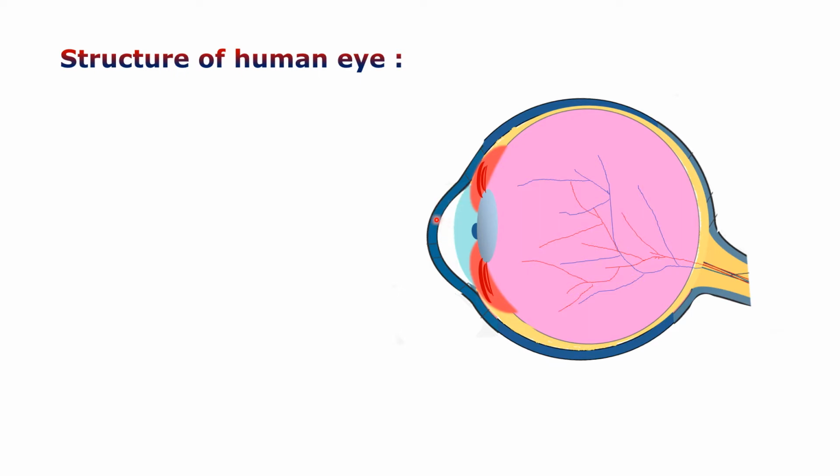This is cornea. The front portion is more sharply curved and is covered by a transparent protective membrane called cornea. This part is called cornea. It is this portion visible from outside. See here, cornea.